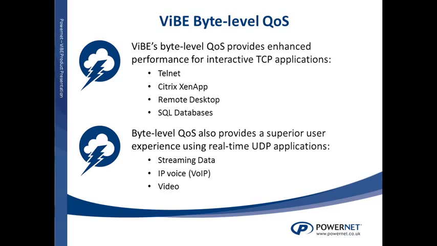In addition, ViBE also offers byte-level QoS. It differs from packet-level QoS that everyone's used to, and there's a couple of animations coming up to describe this, or at least illustrate it. But certainly in terms of cloud applications, or that nasty word we shouldn't talk about, for things like Telnet, Citrix, remote desktop, SQL, as well as your UDP applications that can't afford to drop any packets because you end up with a disturbed customer experience, ViBE will actually ensure that that data gets through in real time. That means it's not going to hit any QoS buffers within your network.